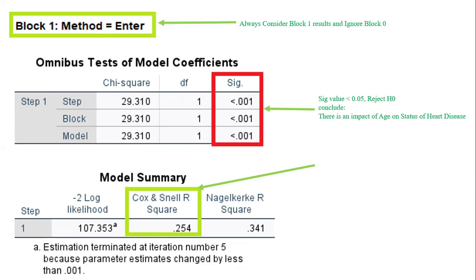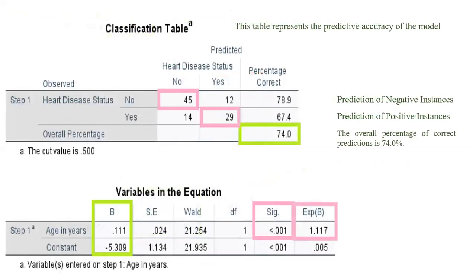Then from the model summary, we need to see the Cox and Snell R-square. The Cox and Snell R-square value indicates that 25.4% of the variation in the status of heart disease is explained by the variation in age. Then we see the classification table. It indicates a number of values, like the overall percentage of correct prediction, which is 74%. And then we will see the beta values.